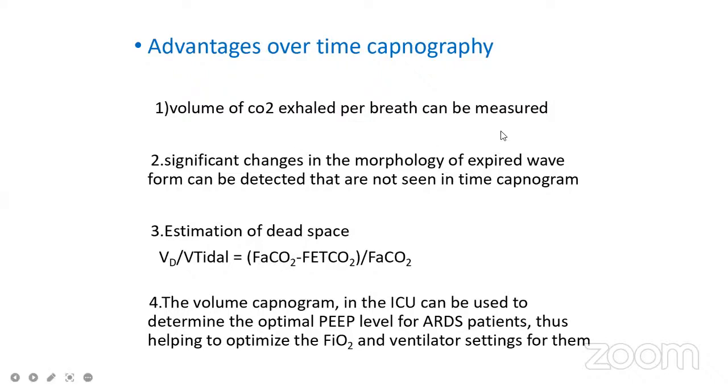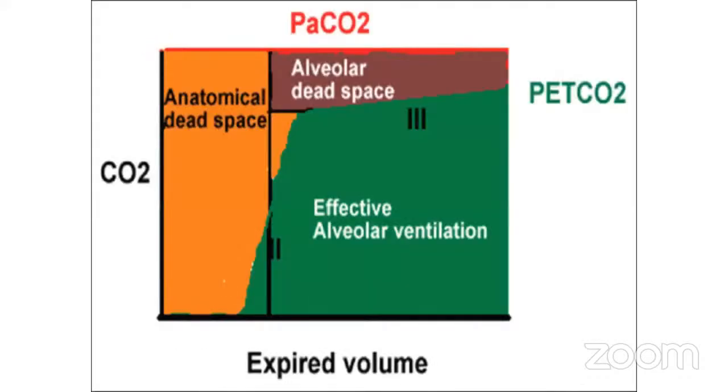I don't think it's pressure, madam. It's volume only, because we are estimating the dead space in volume, no, madam. FeCO2 is the fraction of alveolar carbon dioxide in the expired air. Maybe it is carbon dioxide. Entire thing is volume alone. Fraction of carbon dioxide within the expired air minus the entire carbon dioxide. Then how do you calculate the fraction?